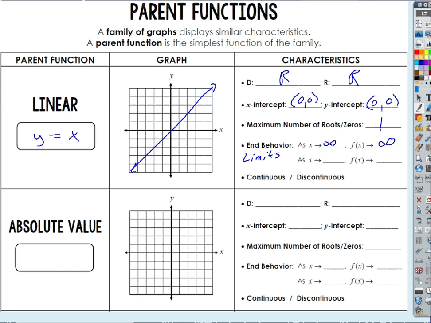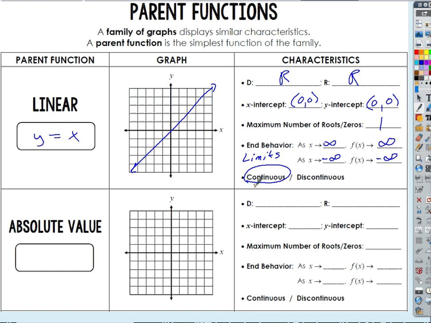So you tell me then, as x approaches negative infinity, what is the function approaching? Negative infinity. Okay, you get the idea? And this was one that would be continuous, exactly. So we would circle, this is going to be continuous, isn't it?